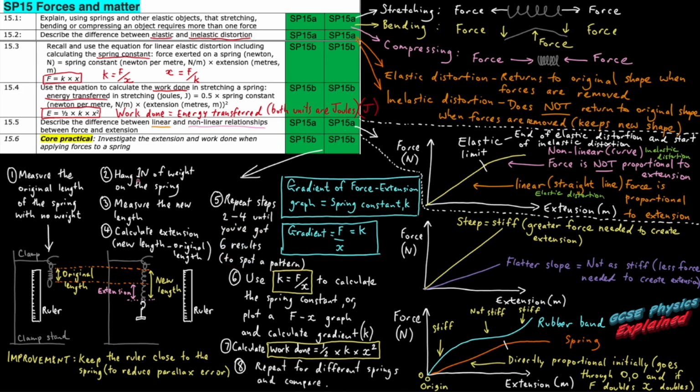So hang 2 newtons on, then 3 newtons, then 4 newtons, then 5 newtons. You know what I mean? The spring will get longer and longer and longer.